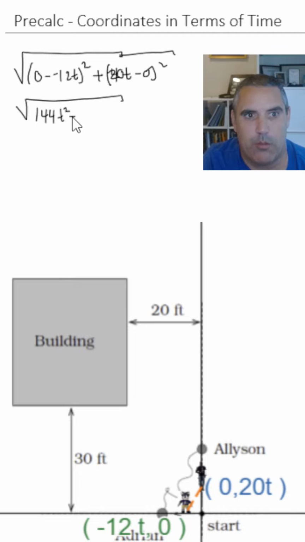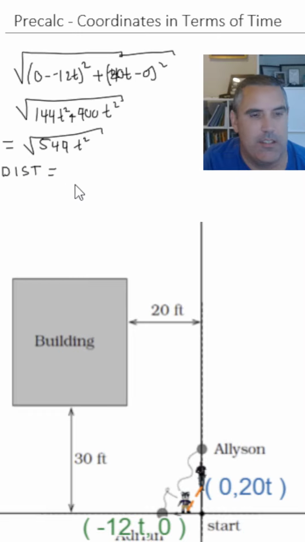And there's several problems in a row where you do this exact same thing, and you could even simplify that further to the square root of 544t squared, and even further. So you can get that the distance between Allison and Adrian, or me and Harry the Husky, is the square root of 544t. That's really nice.